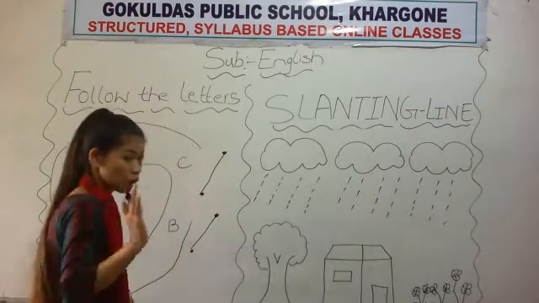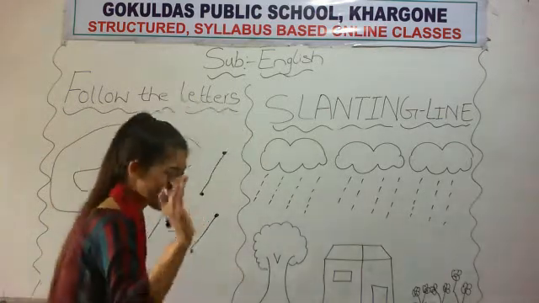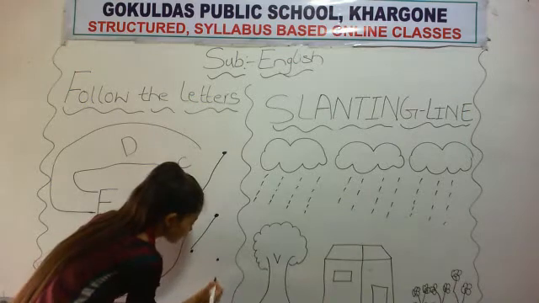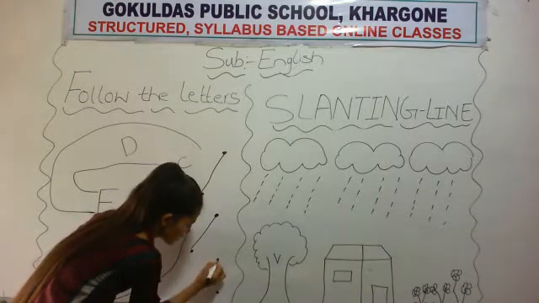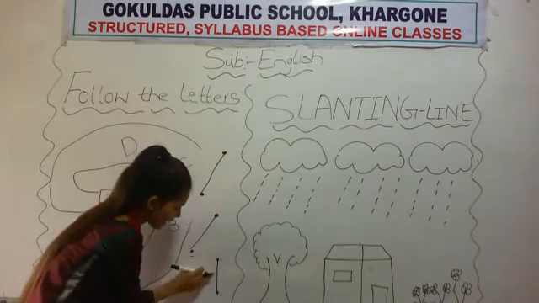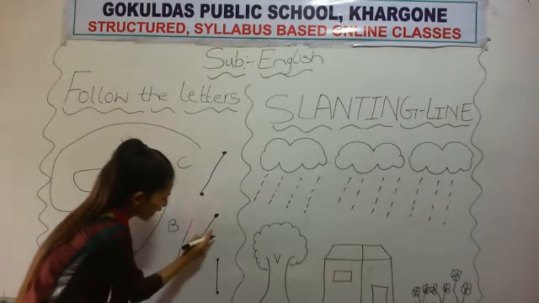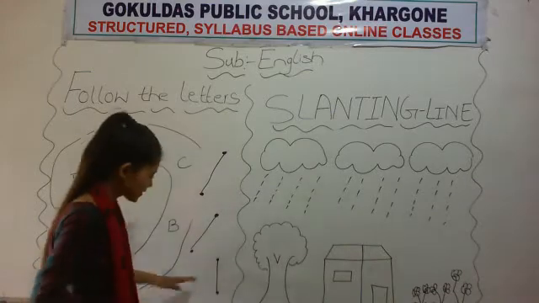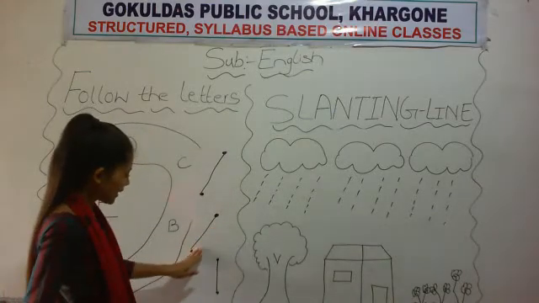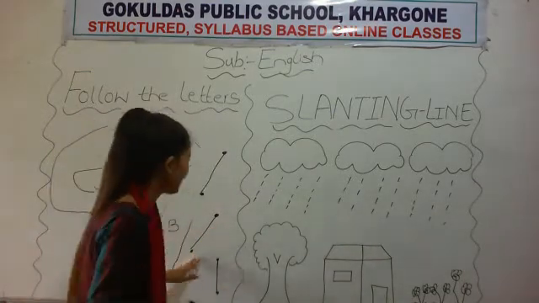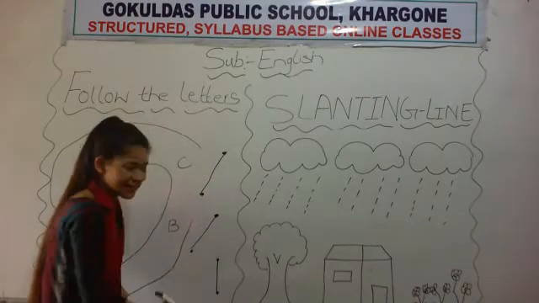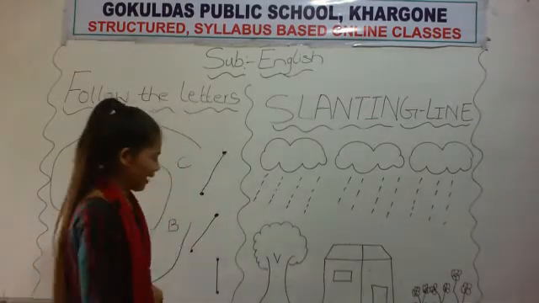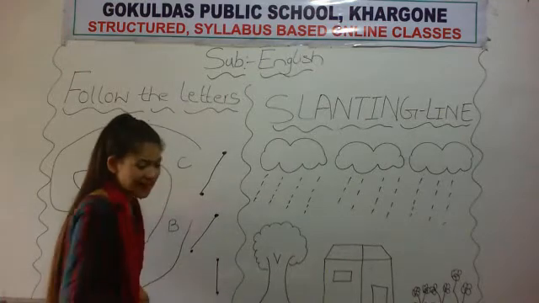See, don't be confused. Okay, standing line dot should be straight. This is standing line. But this is slanting line. See, don't make the dots straight and straight. This is standing line and this is slanting line. Don't be confused. Which line is this? This is slanting line and this one is standing line.